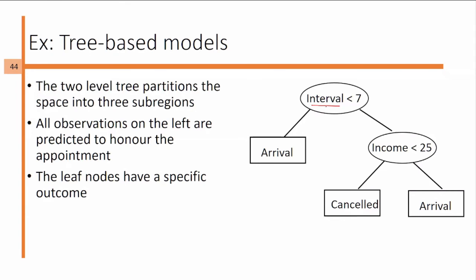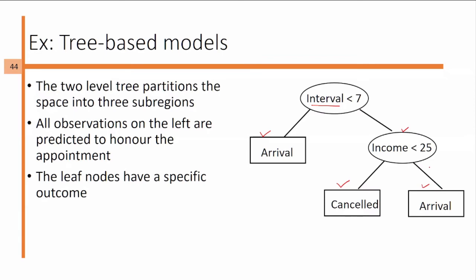Coming to that example of a customer approaching the seller to buy a plot. It says that if the interval is less than 7, then the customer keeps the appointment. If the interval is greater than 7, the customer may or may not keep the appointment. Then it will depend on his income. If his income is less than 25 lakhs, then maybe he'll not keep the appointment. And if it's more than 25 lakhs, then he'll keep the appointment. Or we can also have more features out here.